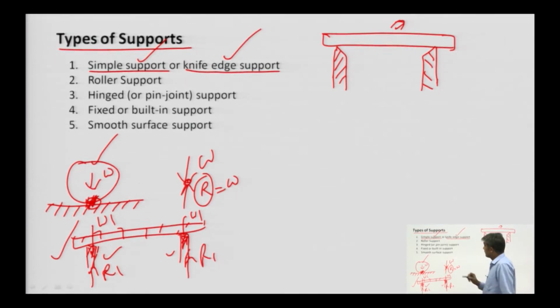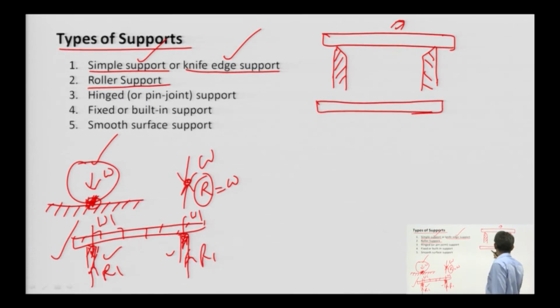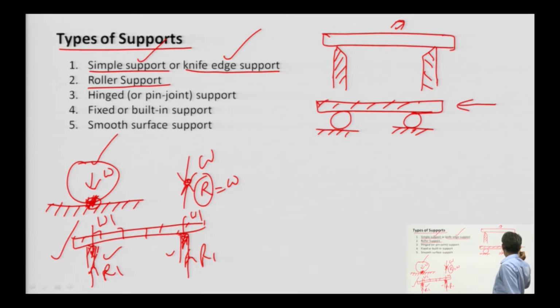Second one is roller support. What is roller support? In roller support, this horizontal bar can be placed in this manner. This is roller support. In this case, if a force is acting on this bar in this direction, then it will move in this direction.